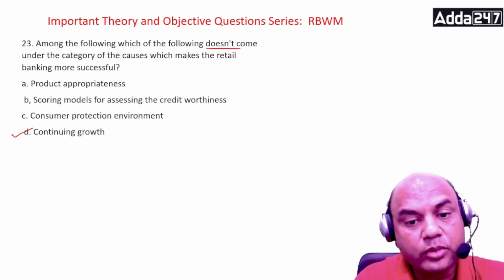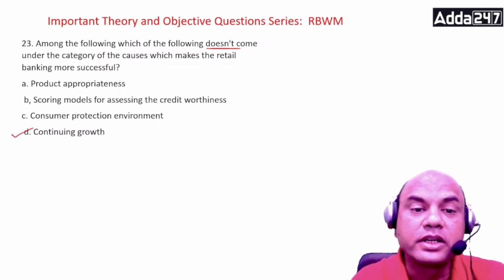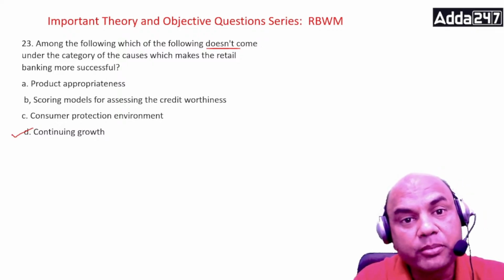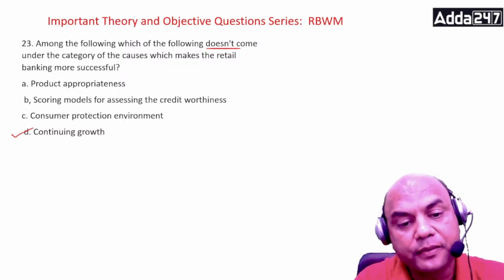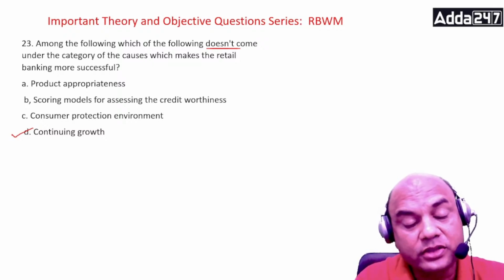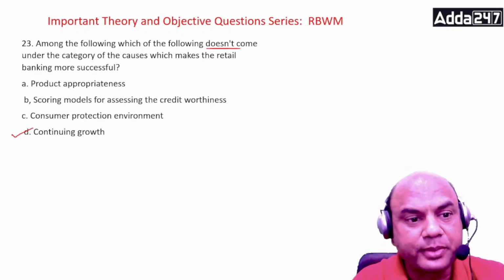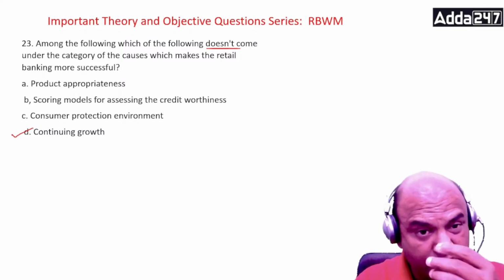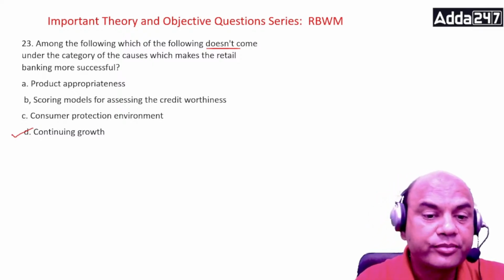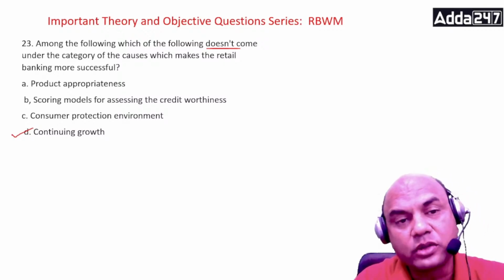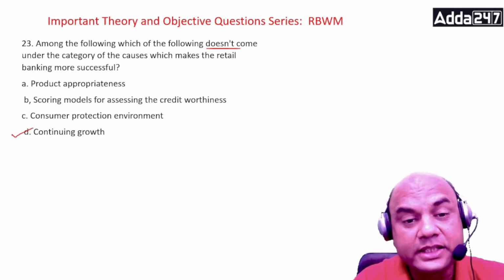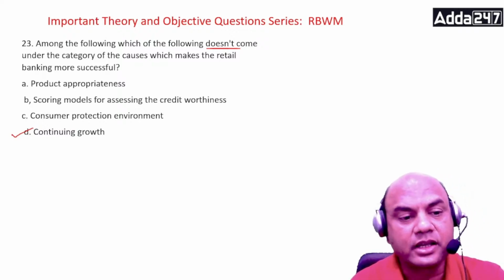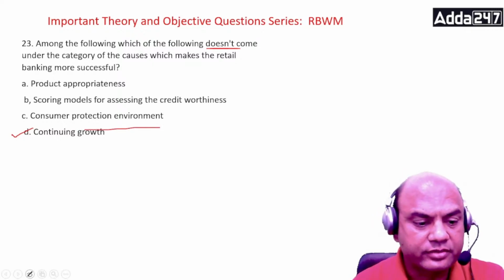Consumer protection environment means this will also lead to the growth of my retail banking. The more I adhere to it, the more people will trust my bank. Pricing is also one of the important parts. I don't think it's mentioned over here. Yeah, it's not mentioned. So even pricing is an important part for growth of your overall banking, right? But continuing growth is not the reason, it is the effect. So that's why this is the correct answer, D.